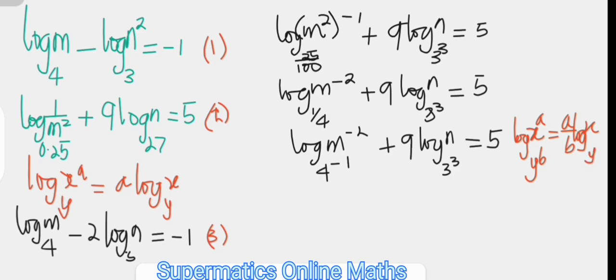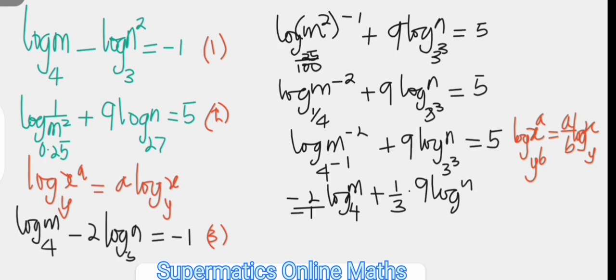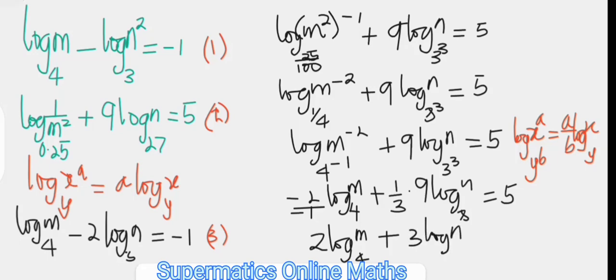Applying this on the left hand side, we have negative 2 over negative 1 log m to base 4 plus 1 over 3 times 9 log n to base 3 equals 5. Finally giving us 2 log m to base 4 plus 3 log n to base 3 equals 5. This we call equation 4.